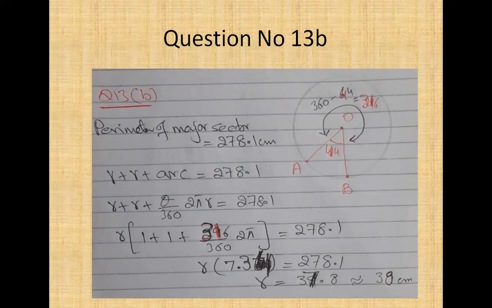And so the r value, sorry, 278.1 divided by 7.34. So you will get 37.8, approximately. It could be 38 centimeter to some extent. So the radius will be 37.8 centimeter.